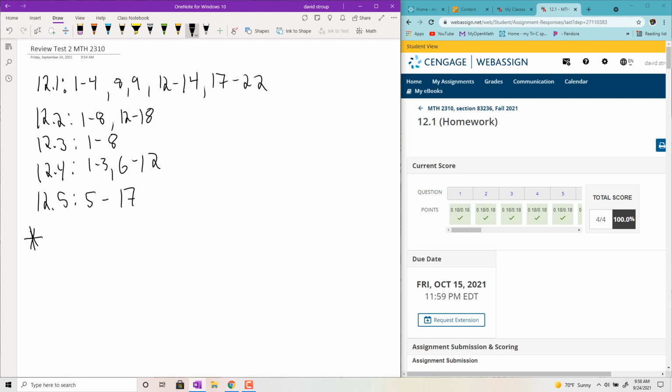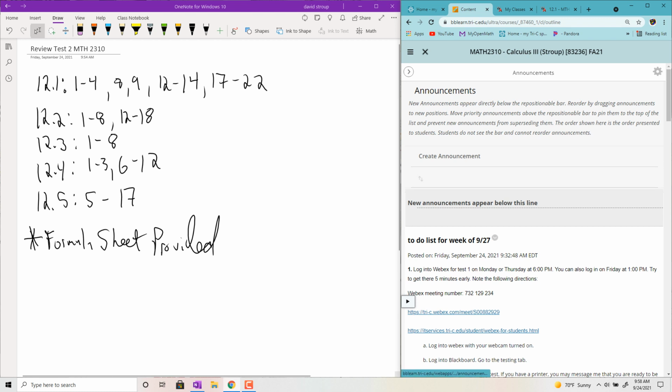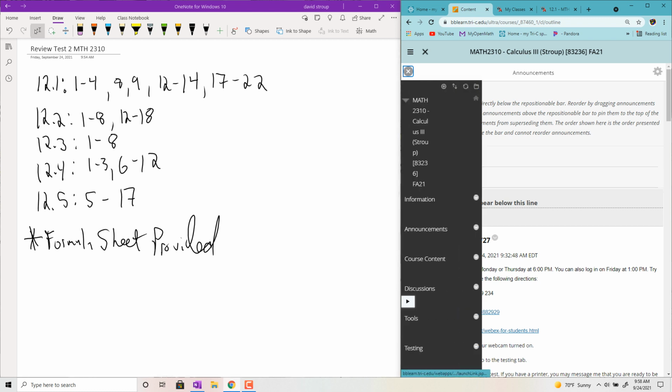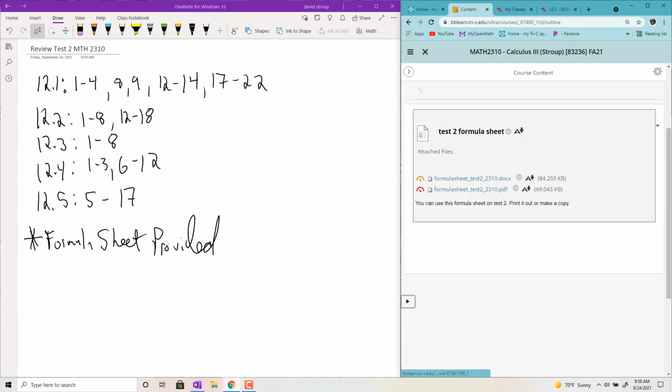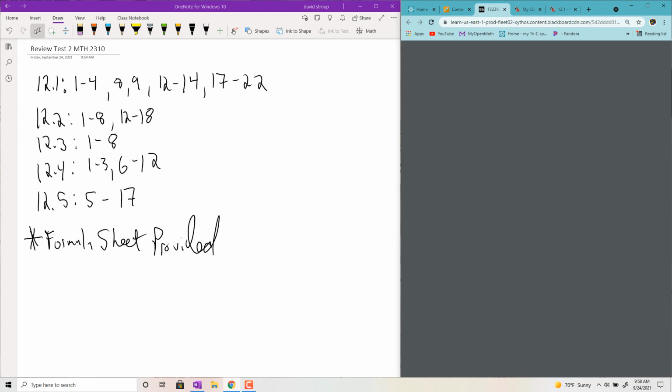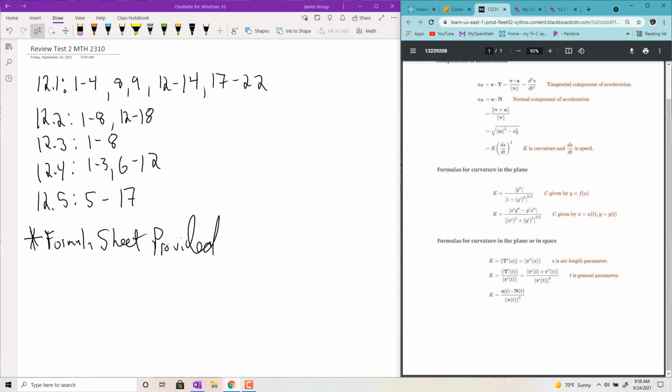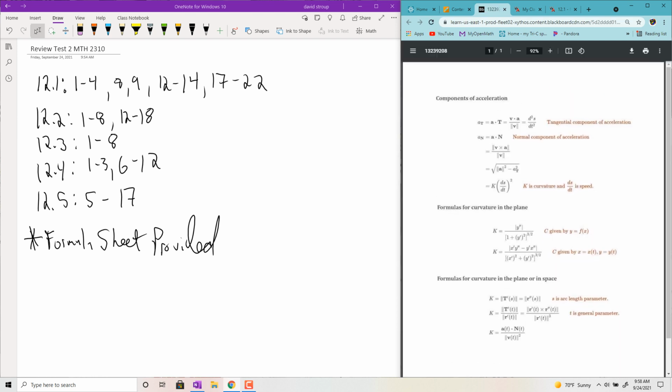There is a formula sheet this time, so formula sheet provided. Basically, it's provided on Blackboard, so you go to Blackboard, go to course content, and then there's your formula sheet. It's in two formats, the same thing in both, like the PDF version. So you can either copy this out with a printer or copy it down by hand.